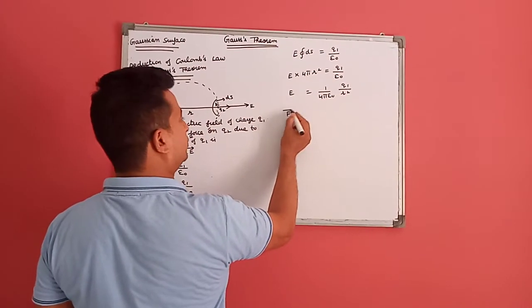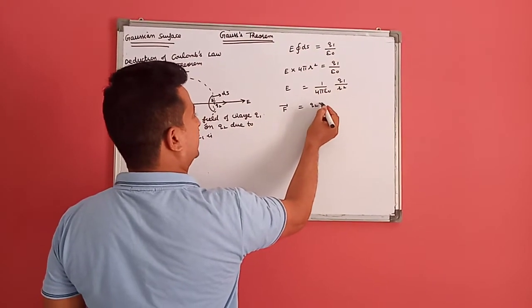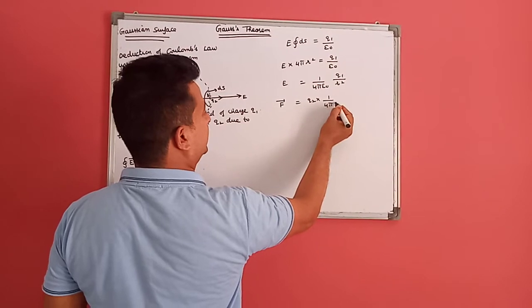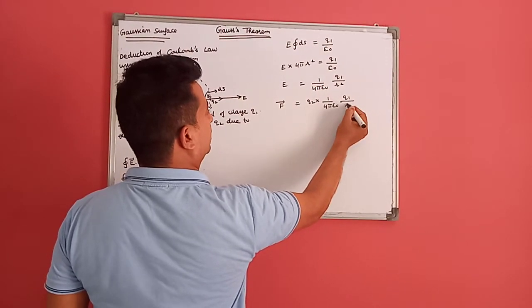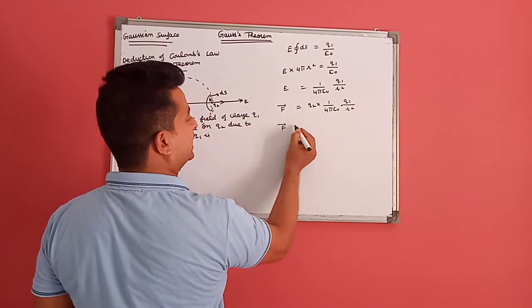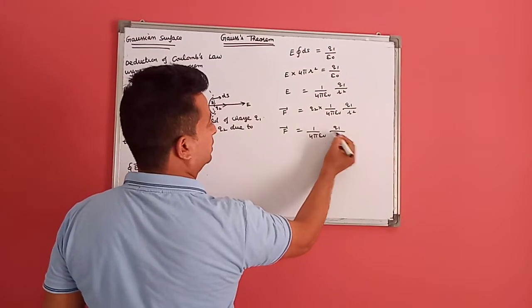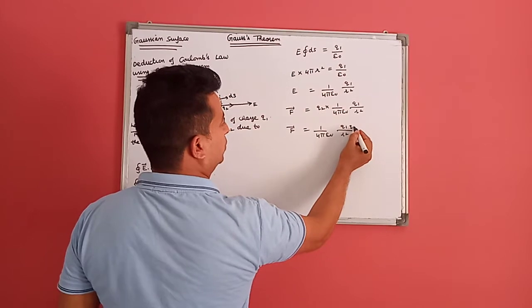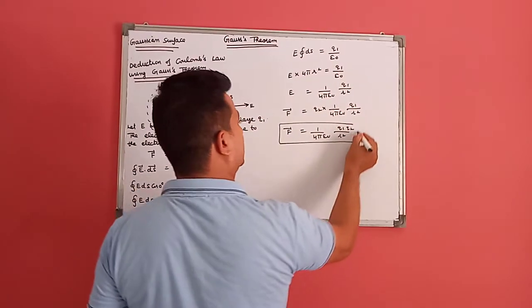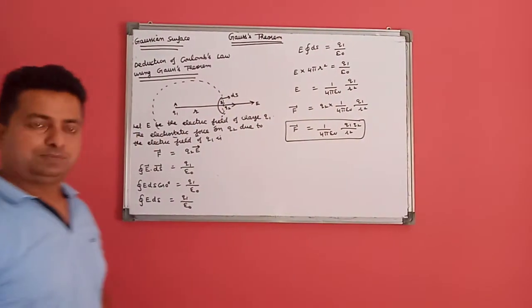Put this value in F, we get 1 by 4 pi epsilon naught q1 upon r square. This means F is equal to 1 by 4 pi epsilon naught q1 q2 over r square. This is called Coulomb's law.